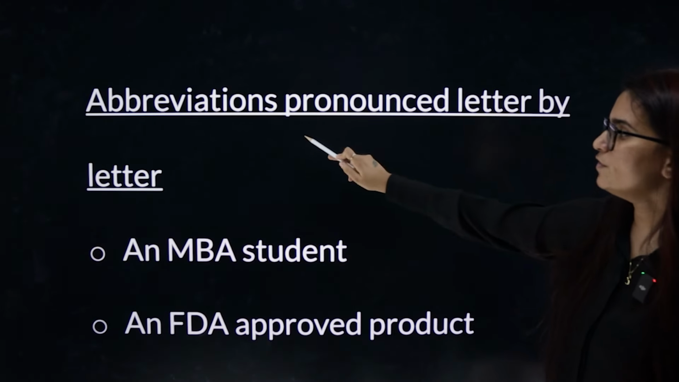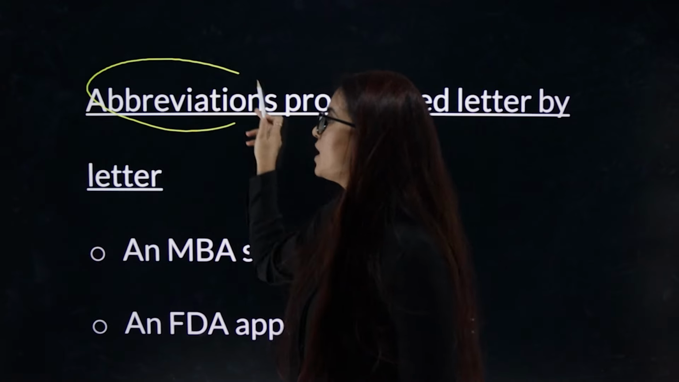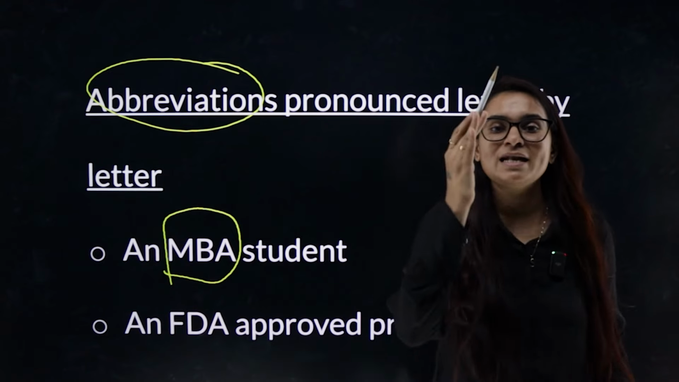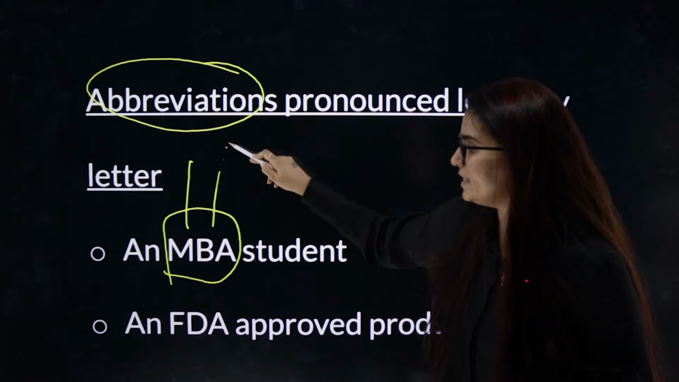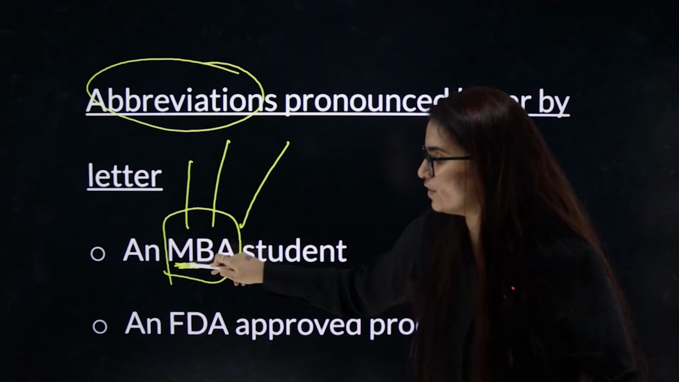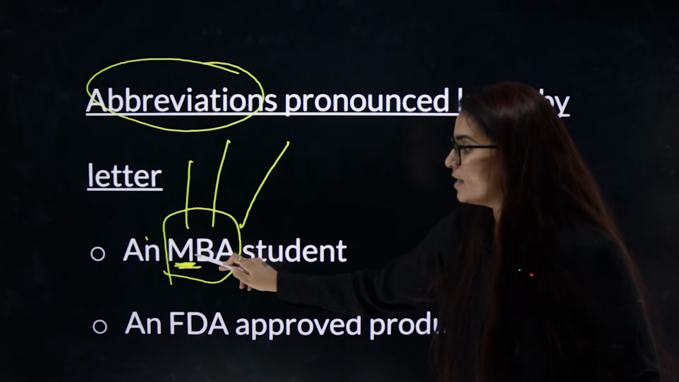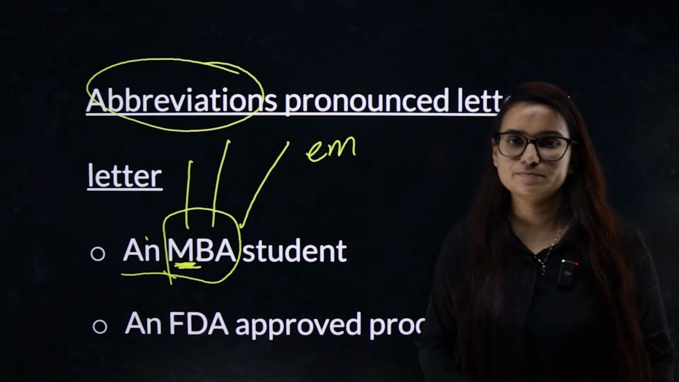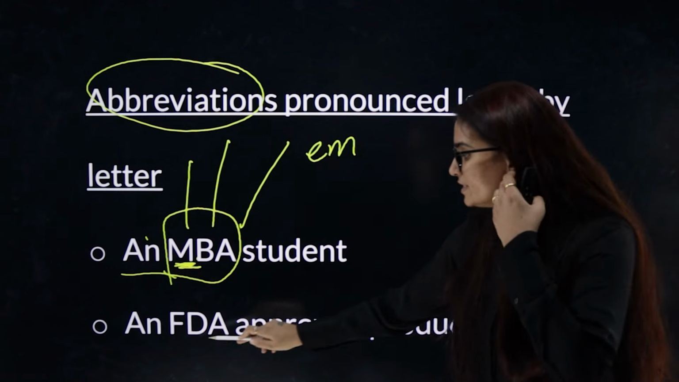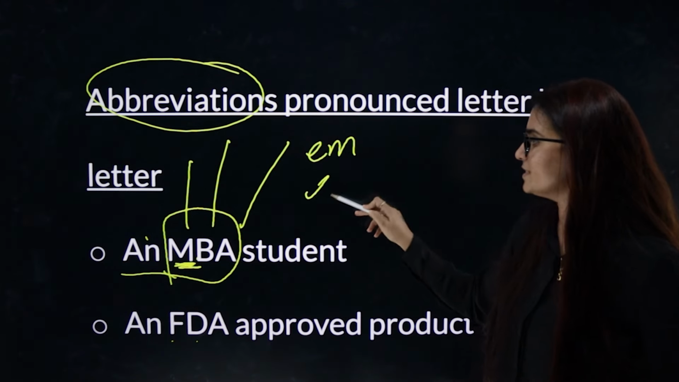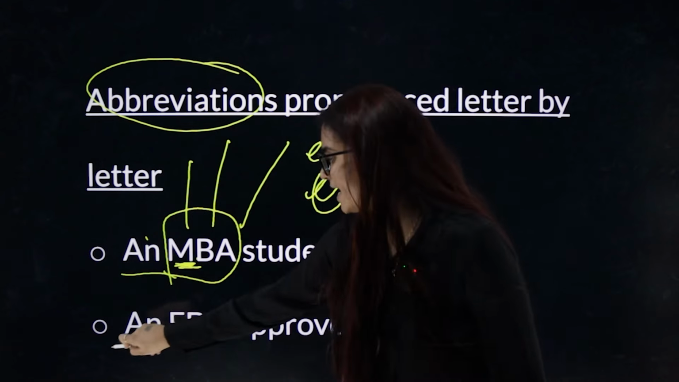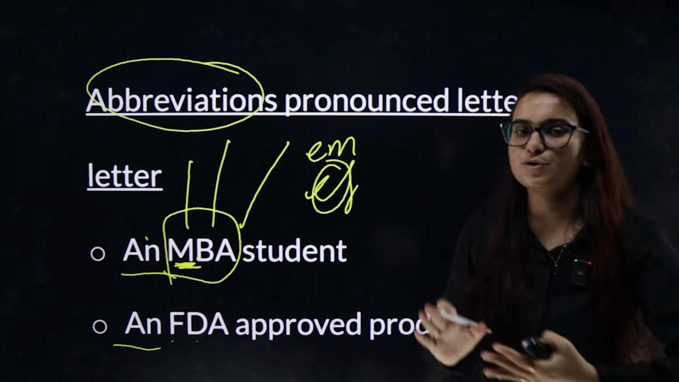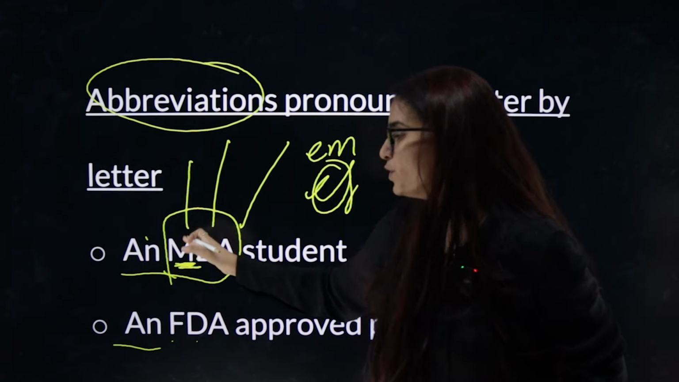And lastly, whenever you're talking about abbreviations, abbreviations are short forms. If you have a short form which is pronounced letter by letter, like MBA, you will notice the sound of the first letter and you will put an article. Here, I am hearing the sound "em," so I'll say "an MBA player," "an MBA student." For example, FDA, the sound I am hearing is "eff," an E sound is coming first, so I'll say "an FDA approved product." That's when the abbreviation is pronounced letter by letter.